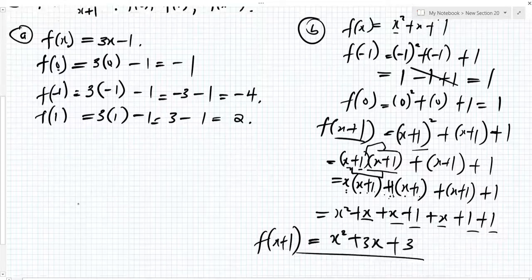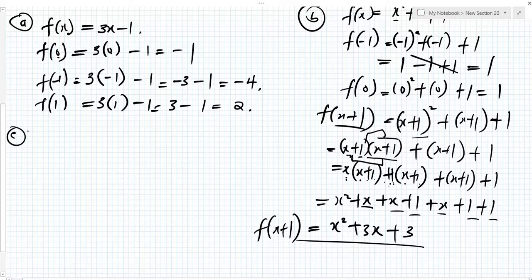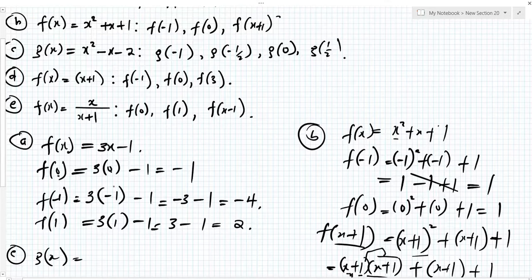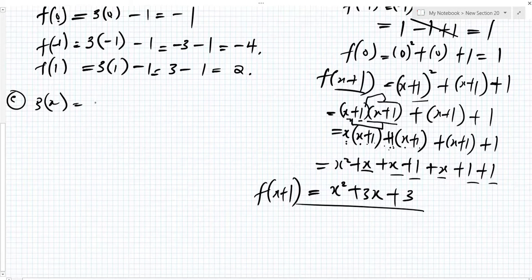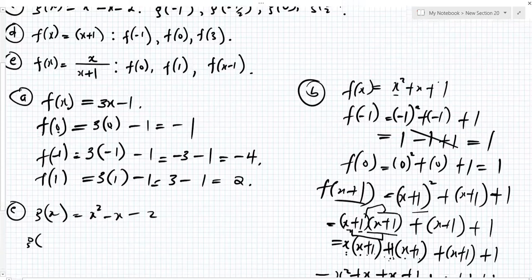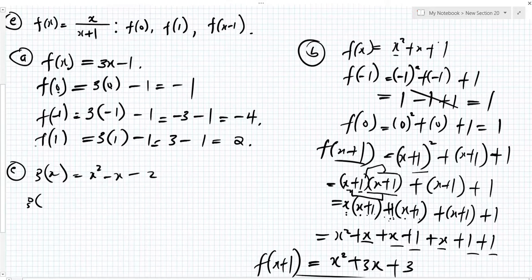Let's see, you have g of x is x squared minus x minus 2. So g of minus 1. Wherever you see x, you replace it with minus 1. So you have minus 1 all squared, minus minus 1, minus 2.